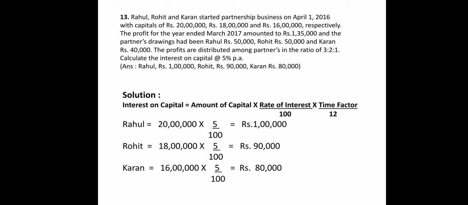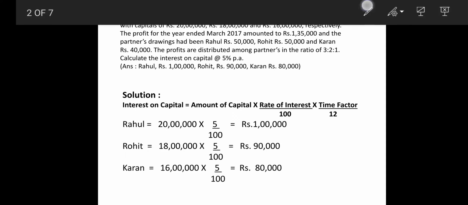So from the start of the year they are standing with the capital, so it will be calculated for the full year. Here the time factor will be 12 upon 12, and 12 upon 12 gives you 1.